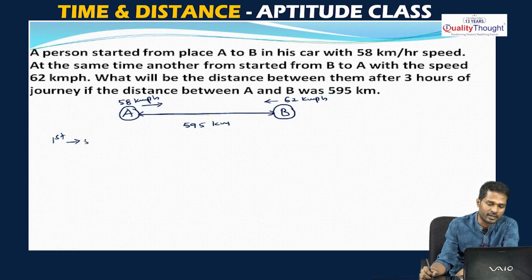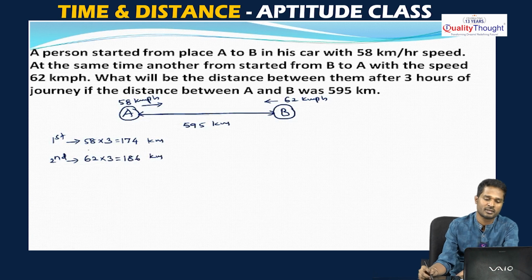3 hours they travelled. So 58 into 3. 3 8s are 24, 3 5s are 15 plus 2 is 17. So in 3 hours he travelled a distance of 174 kilometers. Now the second person, he will travel with a speed of 62 kilometers per hour. He also travelled for 3 hours. So 62 3s are 186 kilometers.